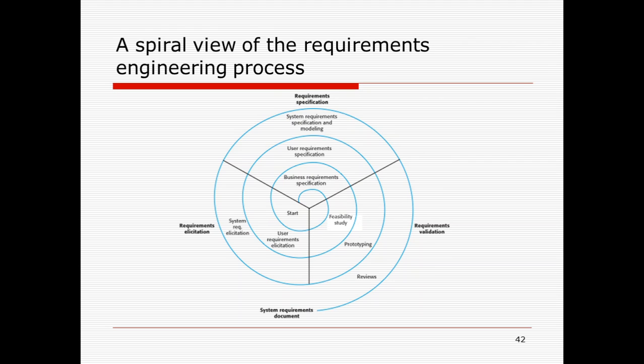Then you go for the detailed requirement specification, actually called the system requirement elicitation. That is the identification of the requirements in detail, and then the specification of those detailed requirements, and finally the review of the requirements, and you get a final document in the form of the system requirement document.